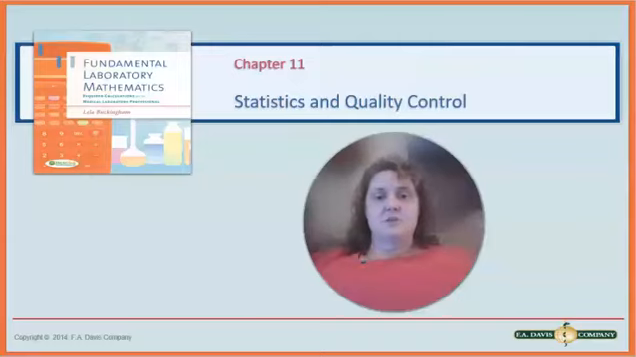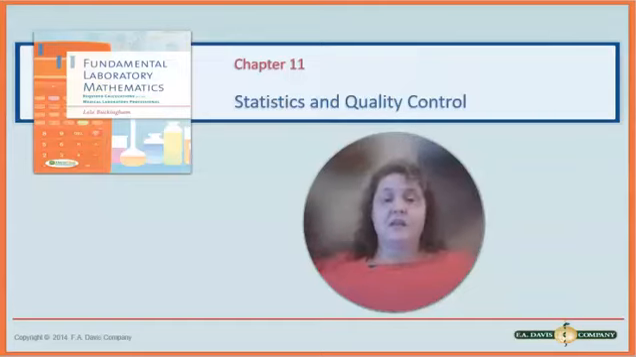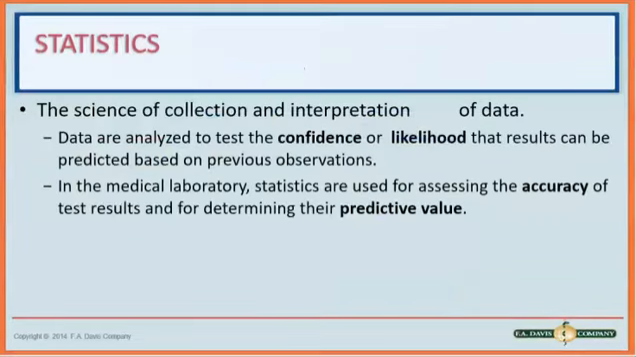In today's lecture, we're going to cover statistics and quality control. In statistics, we're going to cover the concepts of things like mean, median, and mode. In quality control, we're going to talk about the difference between trends and shifts, and we're going to learn about Levy-Jennings charts and how they're used in the laboratory. Also, we're going to talk about Westgard rules. This lecture will probably have multiple parts. So we're going to first start talking about statistics.